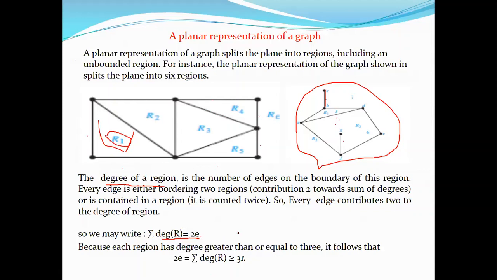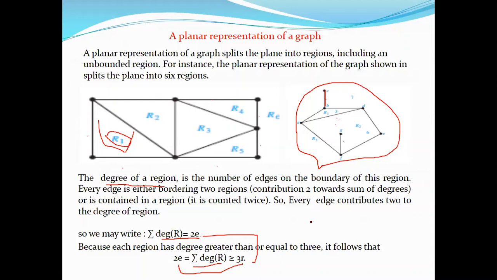In a simple planar graph, simple planar means there are no loops or parallel edges, so the degree of every region is going to be at least 3. So we can extend this equality to say that 2e is greater than or equal to 3r. So we can write just 2e is greater than or equal to 3r. It holds for every simple planar graph.